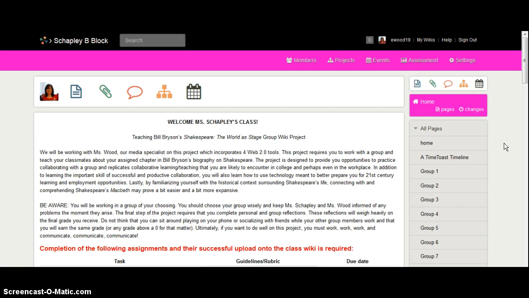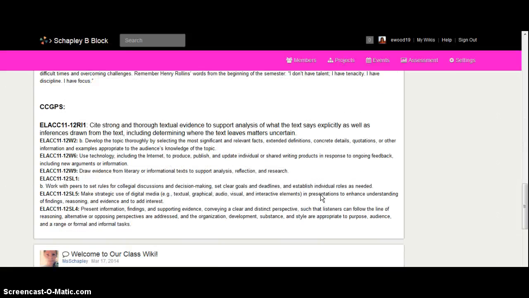This project addressed the English language arts standards here at the bottom of the page. Those standards included developing a topic by determining the most significant facts and details for an audience, using technology to publish and share writing products, and citing evidence from a text to support analysis. They also used the listening standards, which required them to make strategic use of digital media in presentations and presenting findings to convey a clear and distinct perspective that listeners can follow.